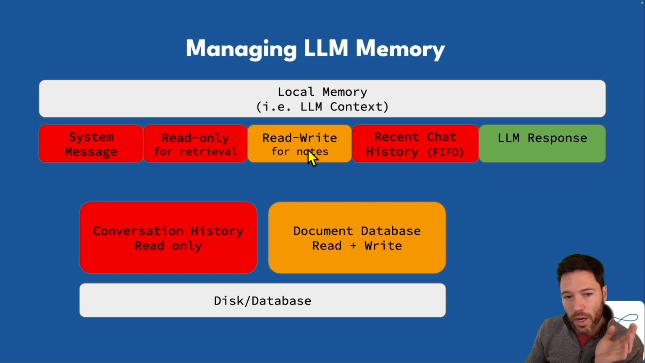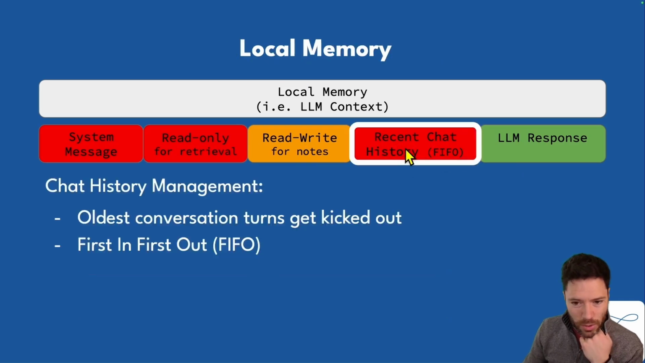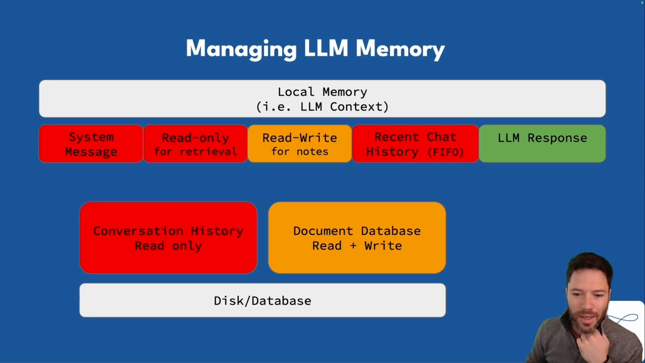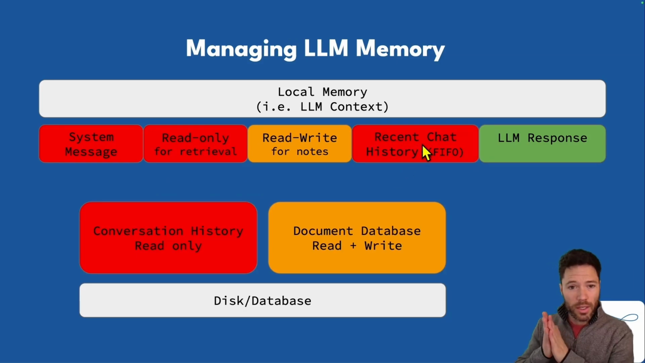So when I say read-write, I mean it's read-write from the standpoint of the LLM response. That's why the conversation history is read-only, because the LLM response cannot write to this, whereas it can write here and it can write here. And then there's the recent chat history. Now, although this is kind of a small block, it's actually going to be the majority of the tokens. It will constitute as many turns as we can fit within the context length.